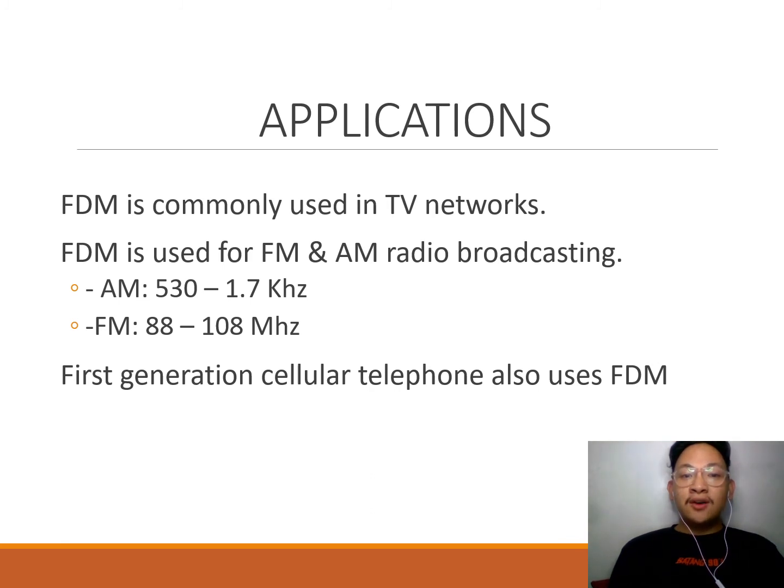For the last part, we will now discuss the applications for FDM. FDM is used for FM and AM radio broadcasting. Each AM and FM radio station uses a different carrier frequency. In AM broadcasting, these frequencies use a special band from 530 to 1700 kHz. All these signals are multiplexed and are transmitted in air. A receiver receives all these signals but tunes only one which is required. Similarly, FM broadcasting uses a bandwidth of 88 to 108 MHz. FDM is also commonly used in television broadcasting or TV networks. It is also found in the first generation cellular telephone.